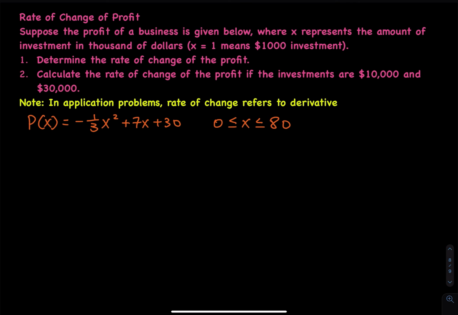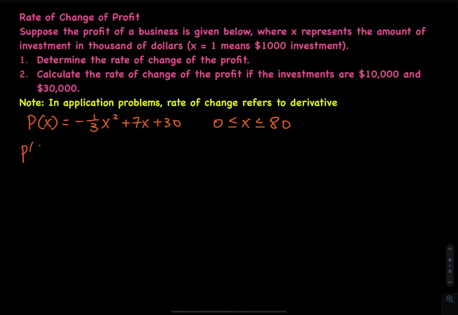Number 1, I would like to determine the rate of change of the profit. What is rate of change? Rate of change means derivative. You have to find p prime of x. So in this video, let's do the derivative using the limit definition of derivative. And then using the derivative, I would like to calculate the rate of change of the profit if the investments are $10,000 and $30,000. Let's get started.